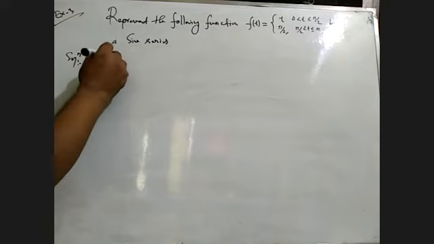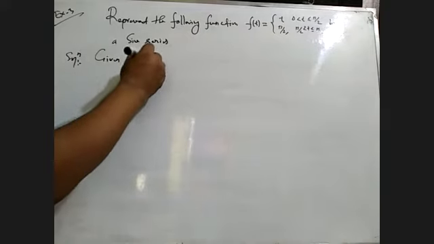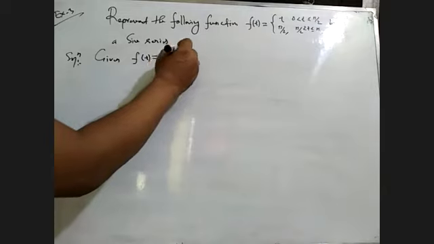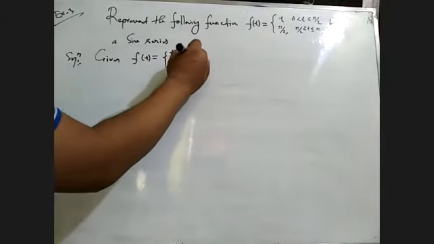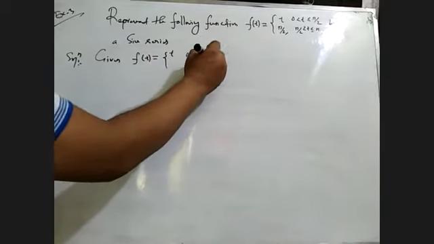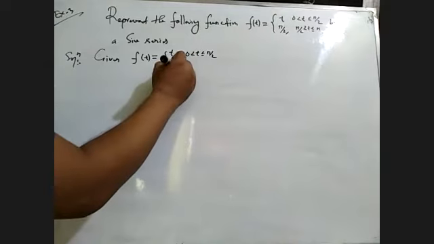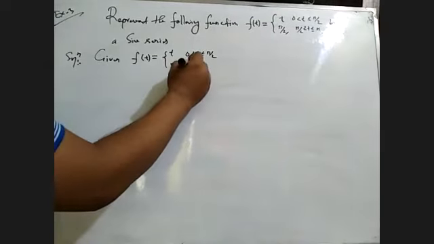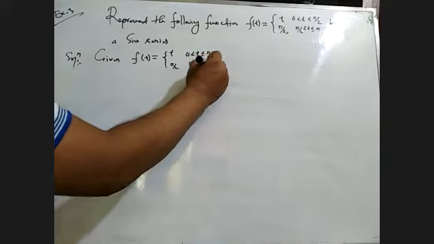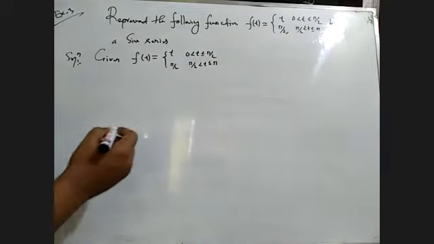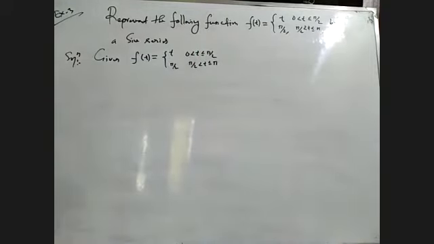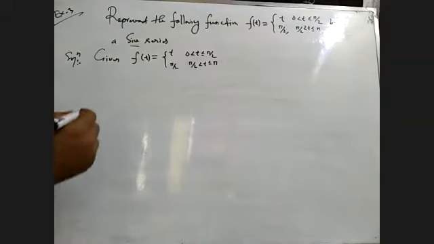Given function f of t equals t for 0 less than t less than or equal to pi by 2, and f of t equals pi by 2 if pi by 2 is less than t less than or equal to pi. We have to find out the only sine series. Remember it, only sine series.